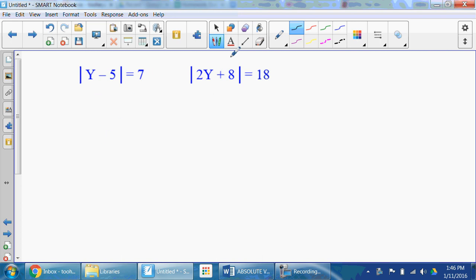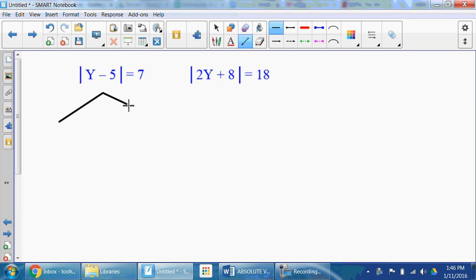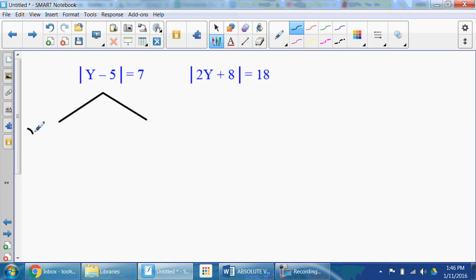Okay? So what we're going to do whenever we get to this point is we are going to split it into two equations. We said in class today we're going to drop it like it's hot, which means we can drop the absolute value bars and set it to two different equations. So I can get y minus 5 equals 7, and I can also get y minus 5 equals negative 7.